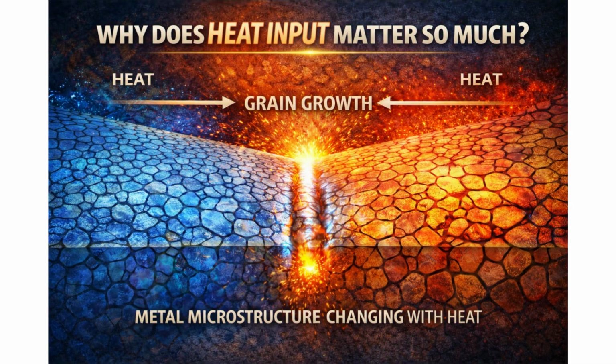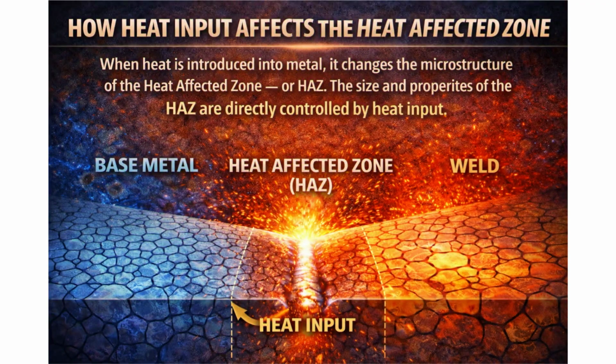Now here's the real question: why does heat input matter so much? When heat is introduced into metal, it changes the microstructure of the heat-affected zone, or HAZ. This is the region of base metal surrounding the weld that doesn't melt but is significantly altered by the heat. The size and properties of the HAZ are directly controlled by heat input.